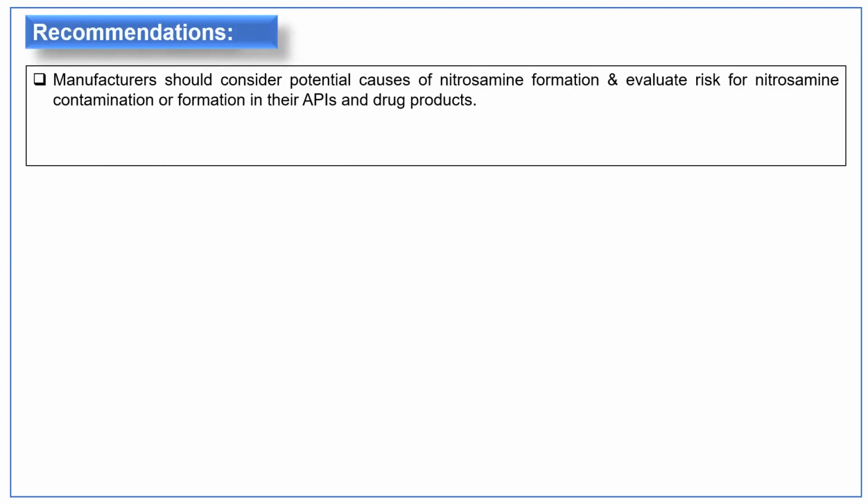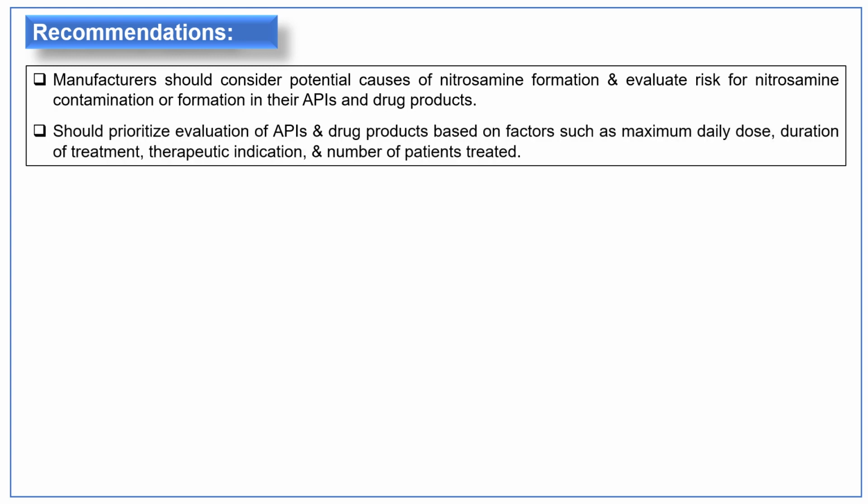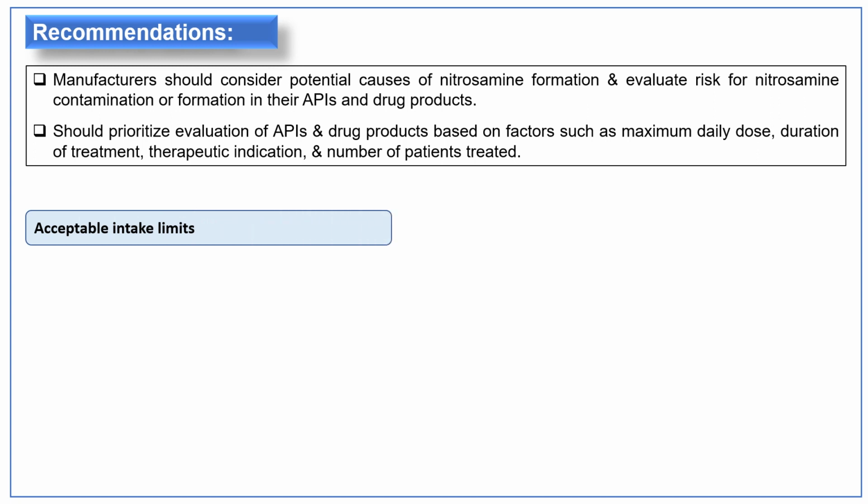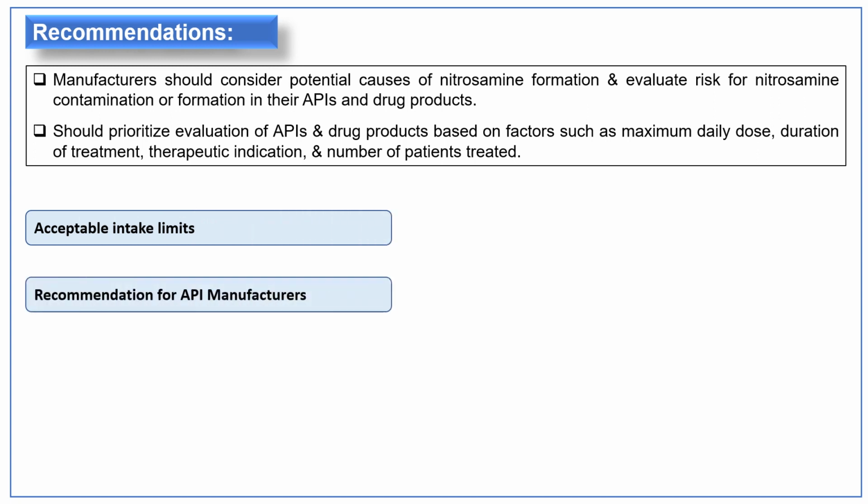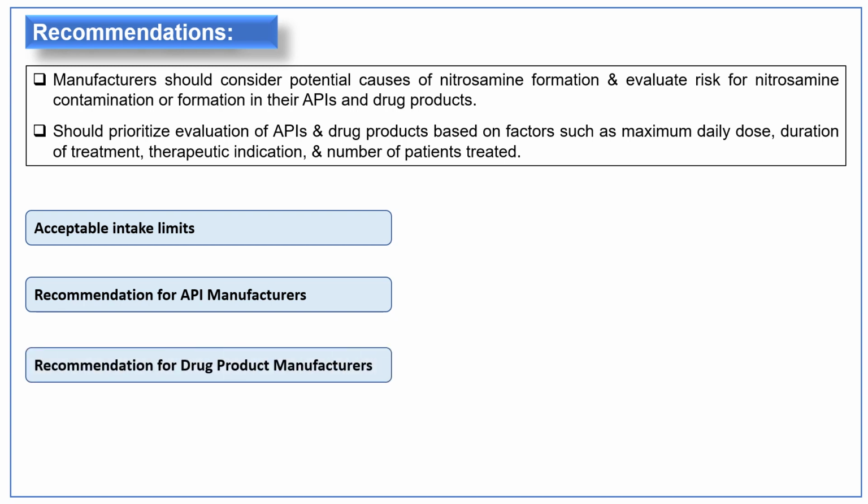Guidance for industry gives recommendations. So manufacturers should consider potential causes of nitrosamine formation and evaluate the risk for nitrosamine contamination in the APIs and the products. They should prioritize the evaluation based on factors such as maximum daily dose, duration of treatment, therapeutic indication, and number of patients treated. So there are defined acceptable intake limits as per the guidance. They have given recommendations to the API manufacturers and to the drug product manufacturers, as we have seen in the previous slide.